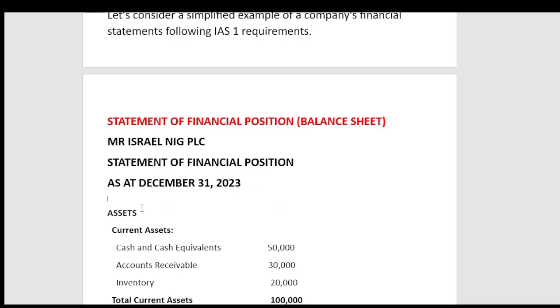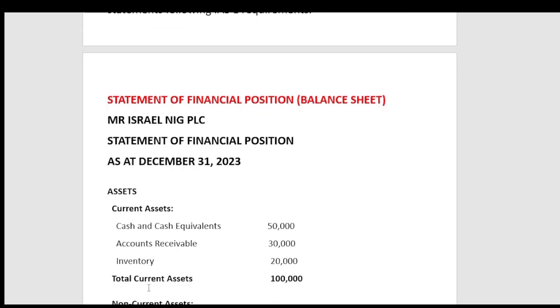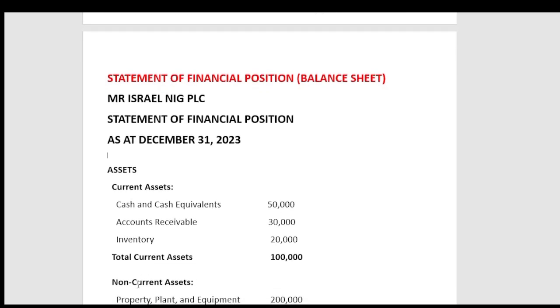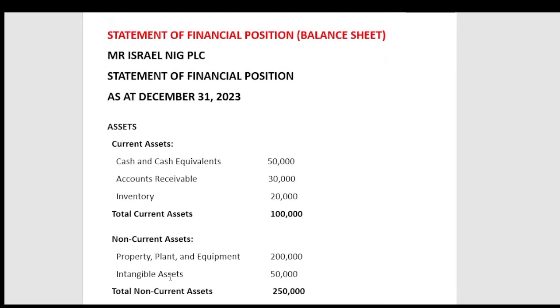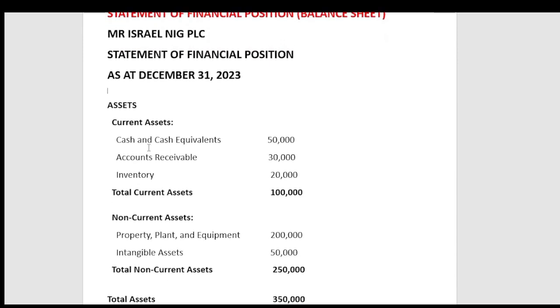Now, these are the assets: cash and cash equivalent, accounts receivable, inventory. Now, this is non-current asset. Remember initially they say we should separate what? Non-current asset from current asset. That is what IAS 1 said in the balance sheet, in the financial position. Separate non-current asset from current assets. And this is the separation here.